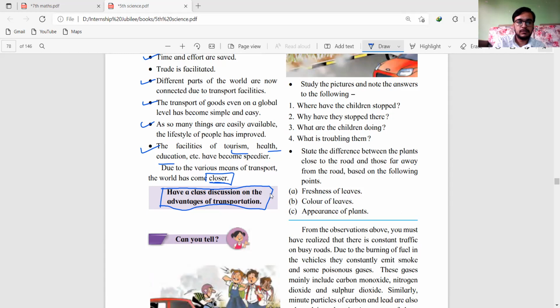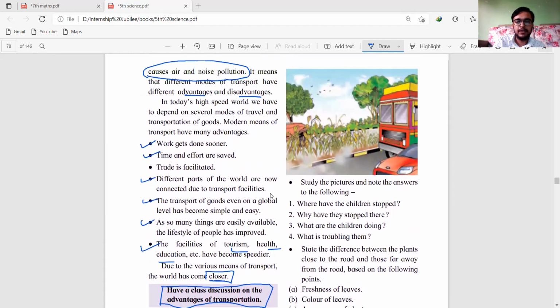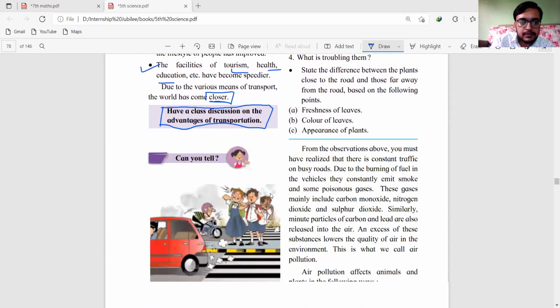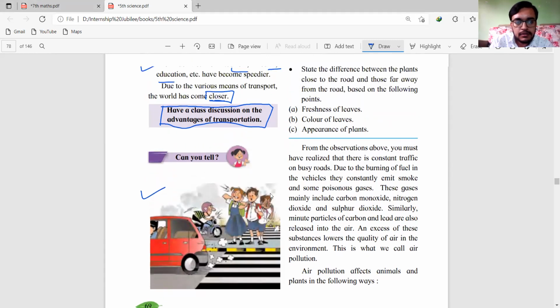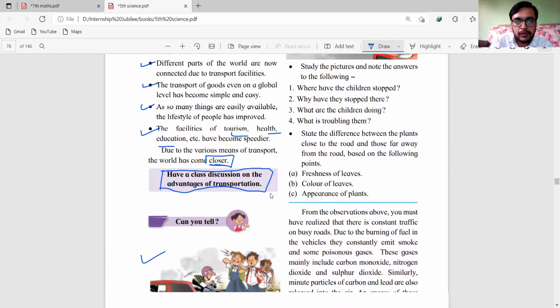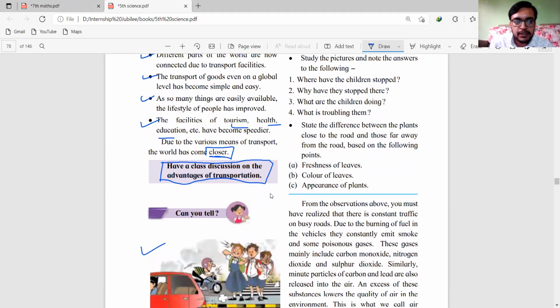Now, study the following picture and note the answers. Here, the children have stopped. Why have they stopped there? Observe this picture and answer the following question. Where have the children stopped?